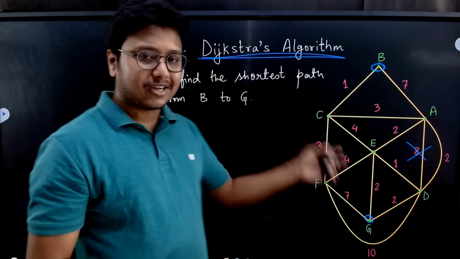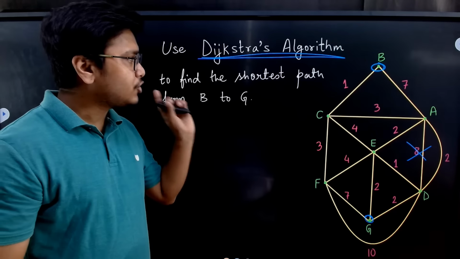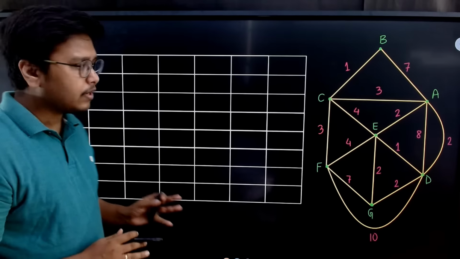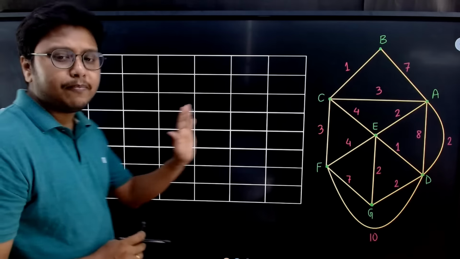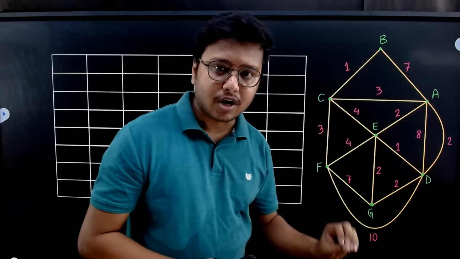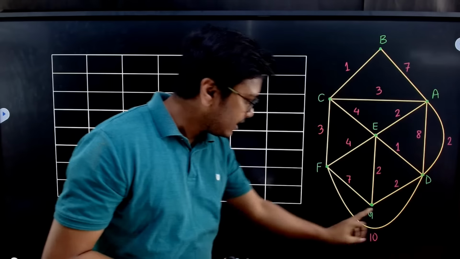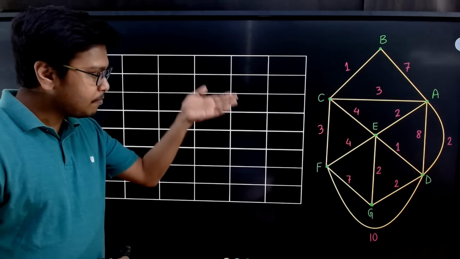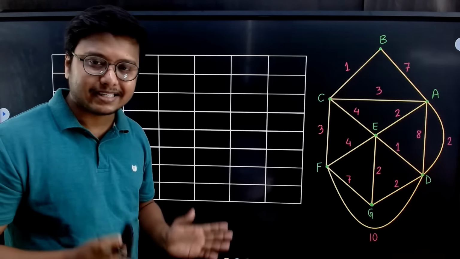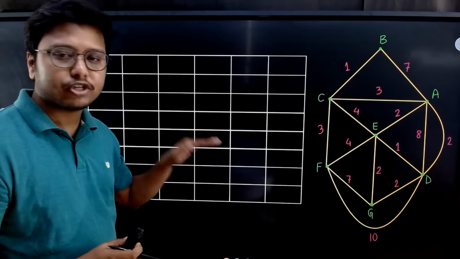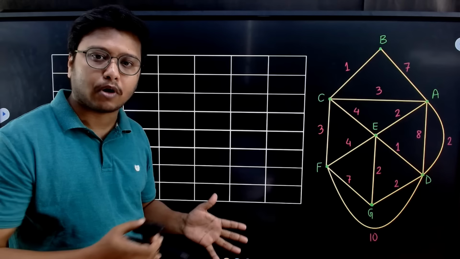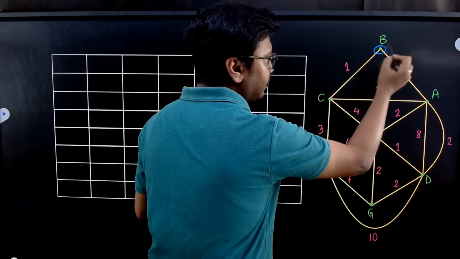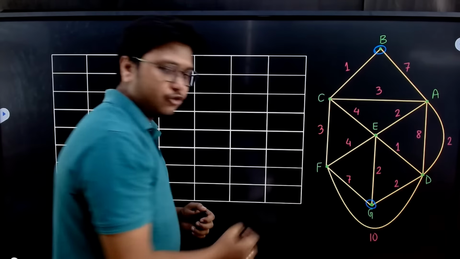To begin with Dijkstra's algorithm, we need to make a chart. It's easy to work with the chart, which looks something like this. Okay, and we are going to make as many columns in the chart as there are vertices in the given graph. The number of rows cannot be decided beforehand; we just have to keep on extending as the problem goes on. Okay, so here we are going to travel from B to the vertex G.